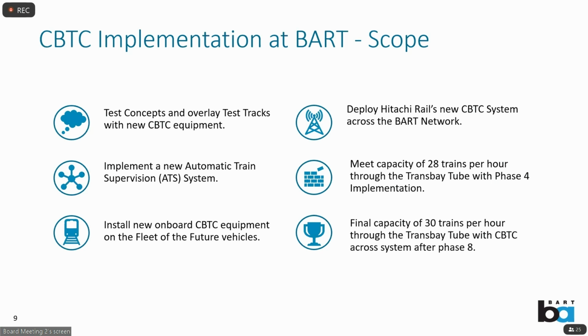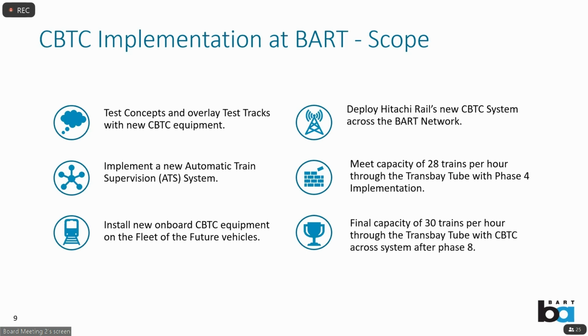There are 2 milestones in the contract. The first is it will enable us to meet the capacity of 28 trains per hour through the Transbay tube with the phase 4 implementation. And you'll see at the end where the phase 4 is. The second milestone is the final capacity of 30 trains per hour through the Transbay tube occurs after implementation through phase 8. This is across the entire system. I have a slide coming up that will show you the various phases, so we will get to see that.